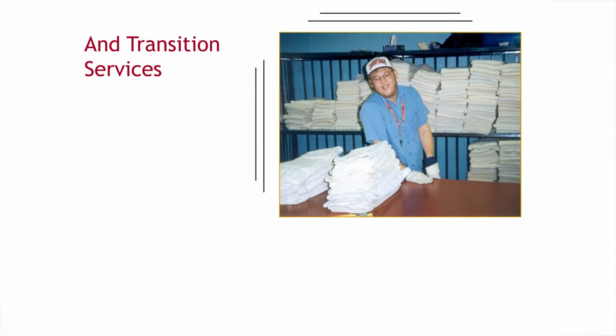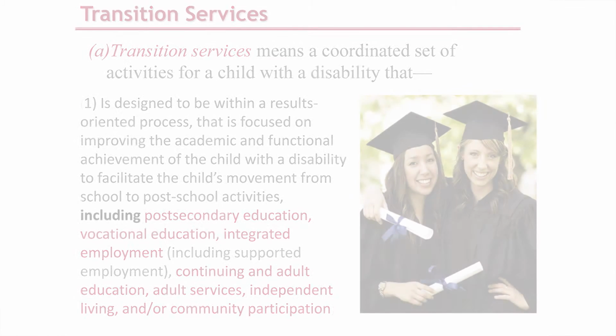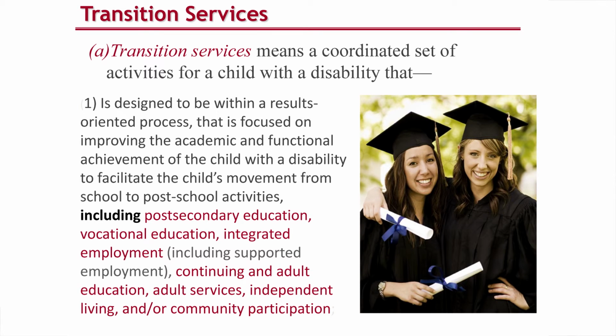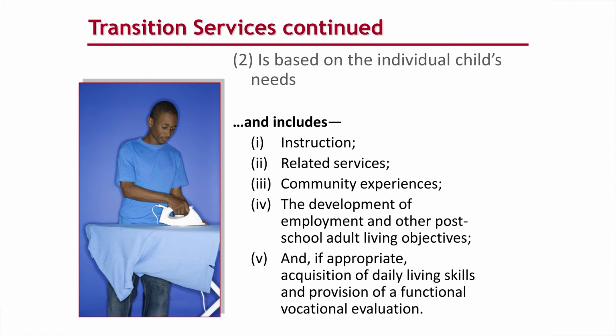And once your child turns 16, it also includes transition services. And those are services that are provided to the student to help them achieve their post-secondary goals. And those post-secondary goals include education, employment, and independent living. Those transition services can include instruction and activities and other services as well.